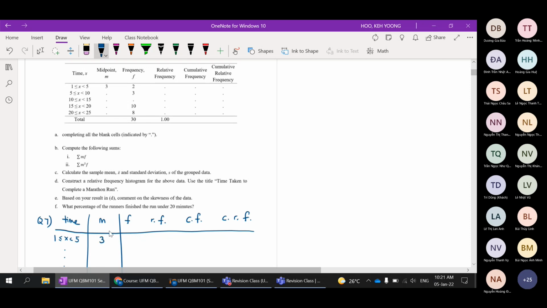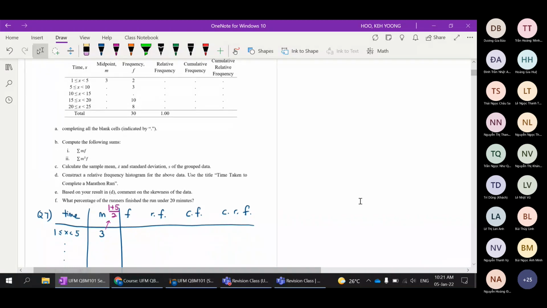Okay, the midpoint for the first class is 3. How do we get 3? It is because 1 plus 5 divided by 2. The lower limit plus the upper limit divided by 2, we will get our midpoint. So how about for the second class? 5 plus 10 divided by 2, you have 7.5.